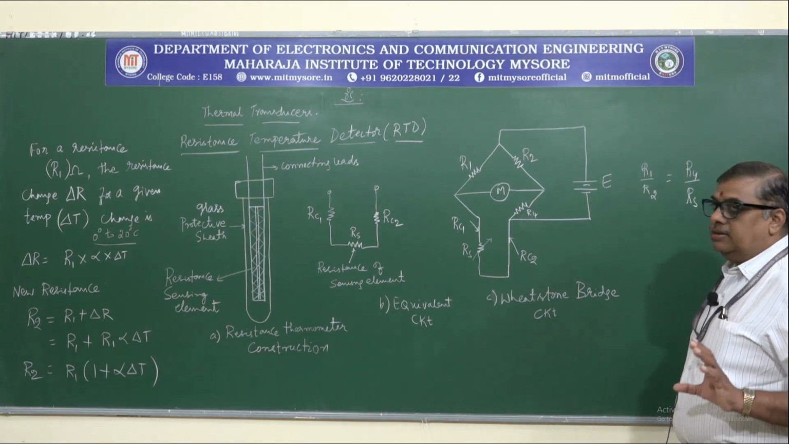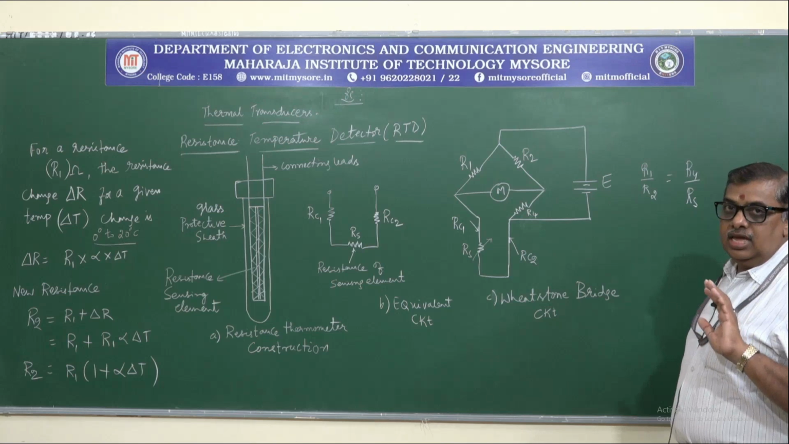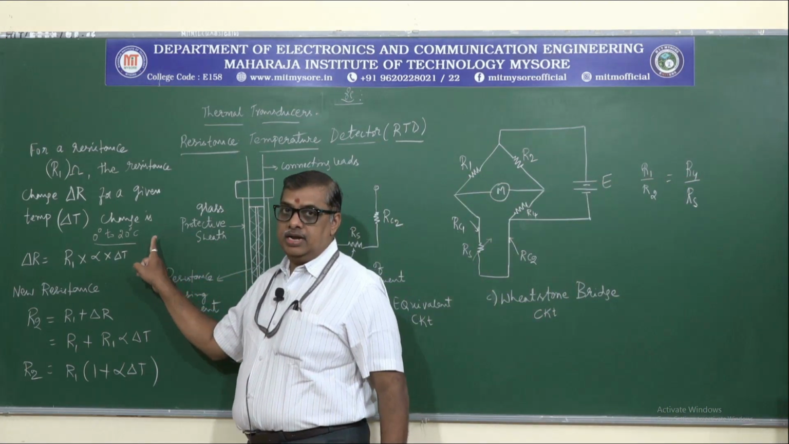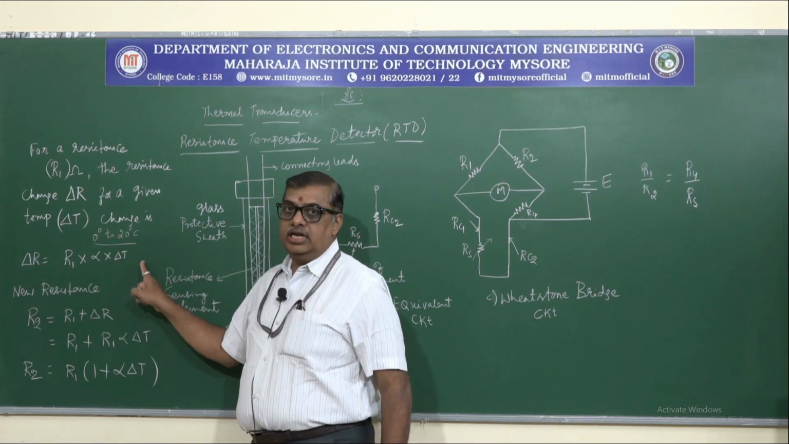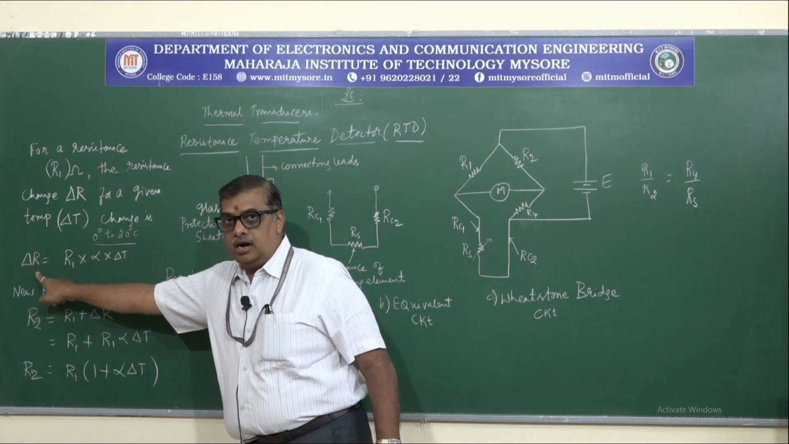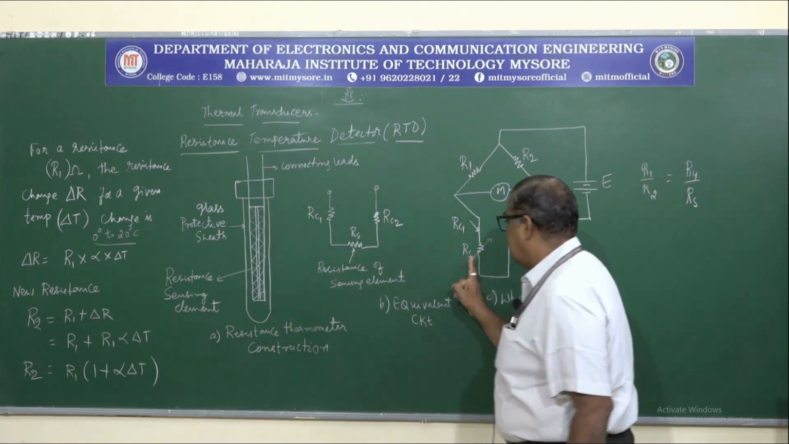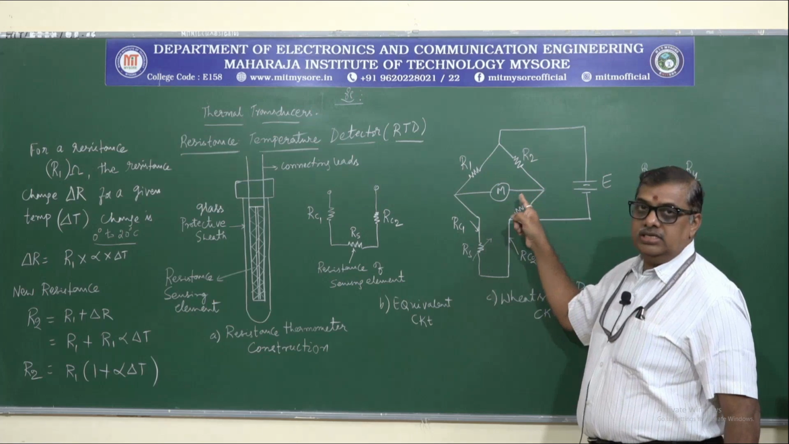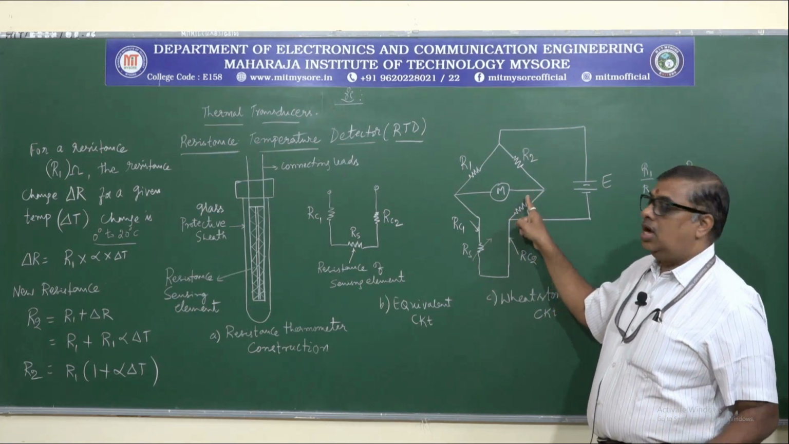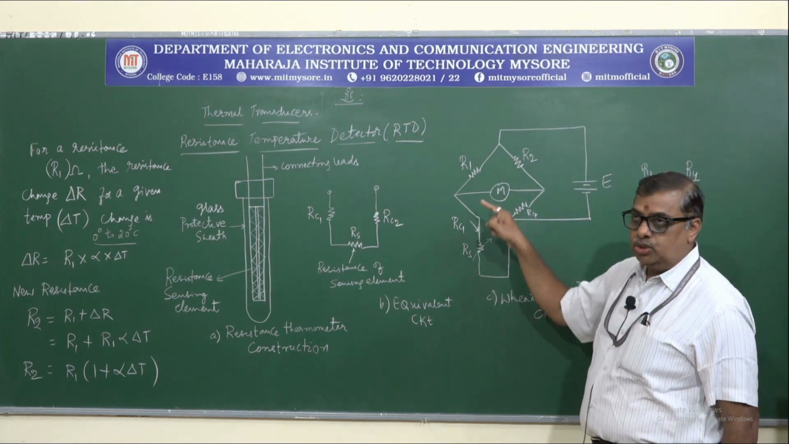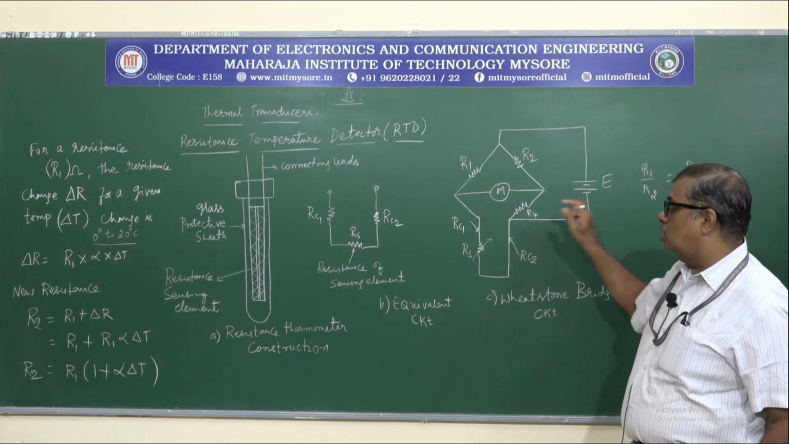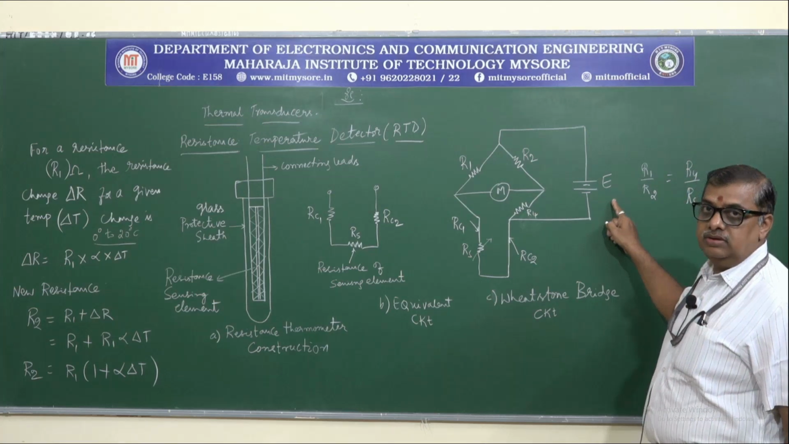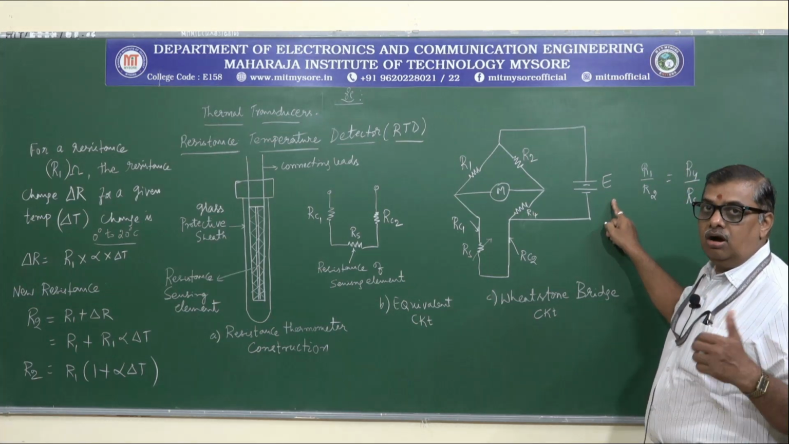So, when the bridge is balanced, the resistances are equal. Once the temperature changes above 20 degrees, there will be a change in the resistance, that is delta R. So, that is represented here. RS is going to change, then the bridge is said to be unbalanced, and the meter reading will show the proportional voltage drop across the bridge. So, that is given by the voltage or current.